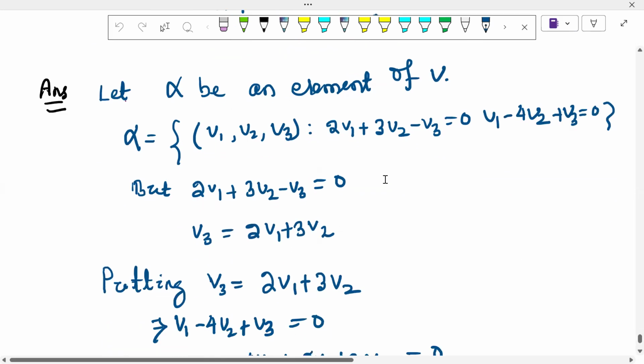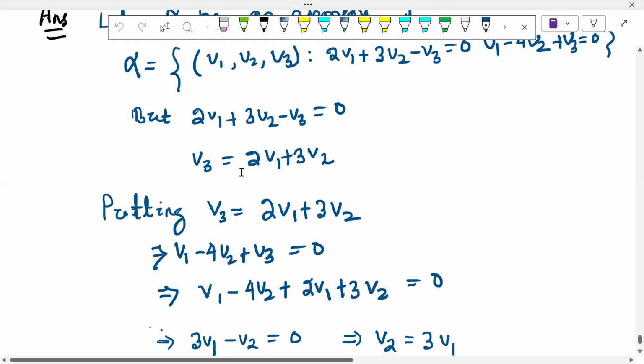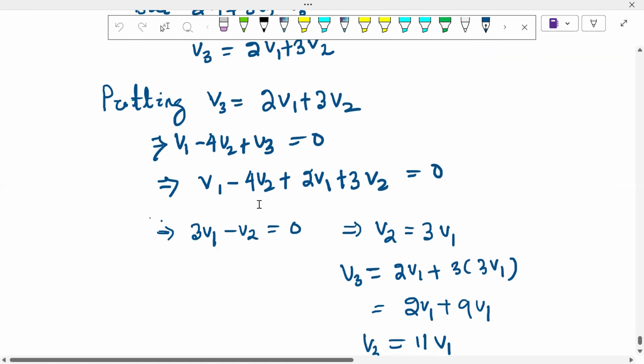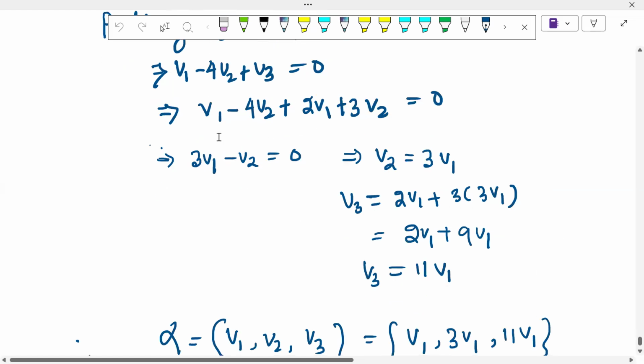So from this equation, we consider 2v1 plus 3v2 minus v3 equal to 0. Then computing v3 gives this value, and we substitute v3 in the second equation. The second equation is v1 minus 4v2 plus v3 equal to 0, and we replace v3 in terms of 2v1 plus 3v2. Then the equation becomes v1 minus 4v2 plus 2v1 plus 3v2 equal to 0. This reduces to 3v1 minus v2 equal to 0, and v2 is equal to 3v1.